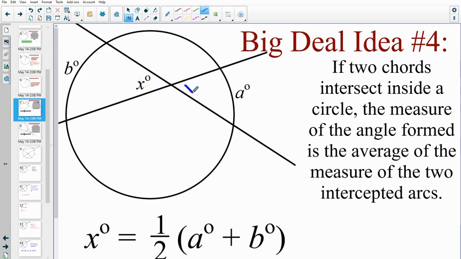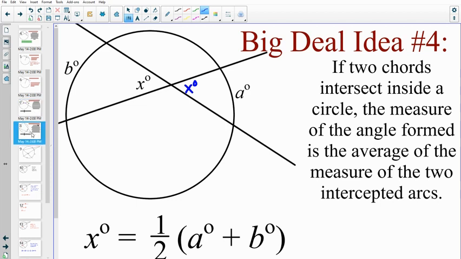Big deal idea number 4, we're getting more recent now, says that if I've got an angle inside here, and by the way, both of these angles are the same, and if I look at the intercepted arc of those angles, notice this intersection point is not in the center, but we can still figure out how big this angle is by taking the average of the two intercepted arcs. And to take the average of two things, add them up and divide by 2. So angle A plus angle B divided by 2, that gives you the measure of both of these. These, of course, are the same because they're vertical.